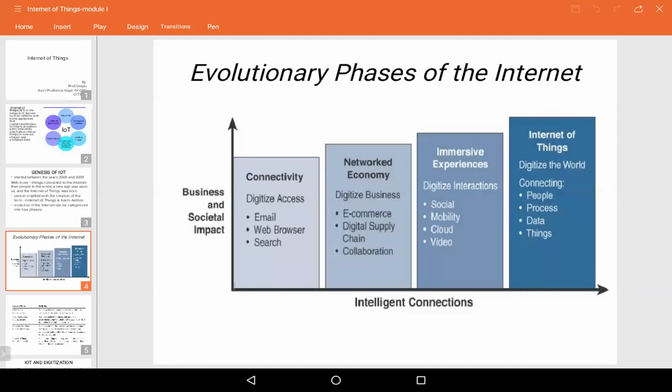The main aim of that phase was just connecting. Okay, and they were allowing digitalized access, that is, where the information was being accessed from one person to the other by using the internet. So examples are email, web browsers, and search. These are the only 3 categories that came into existence when the internet came into existence, and people started utilizing it.